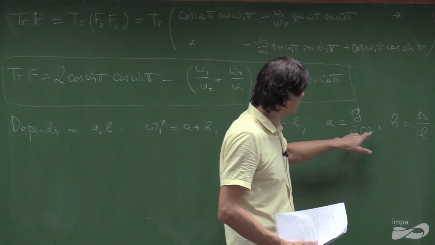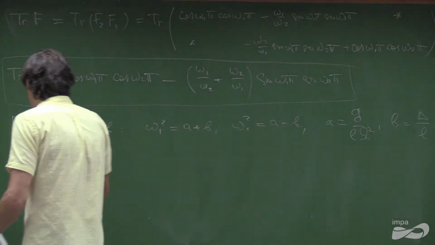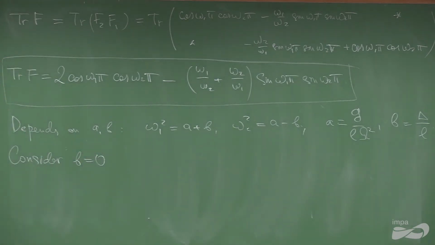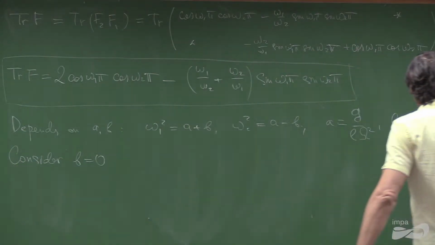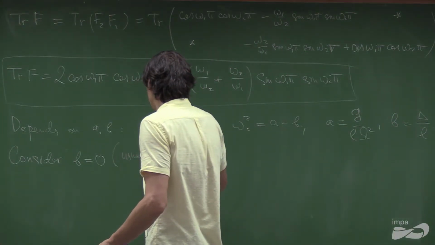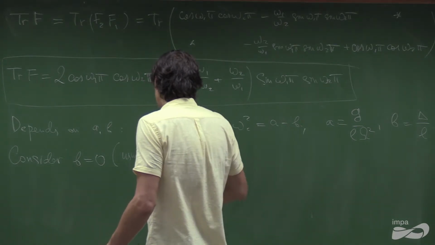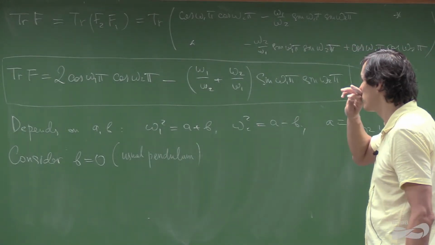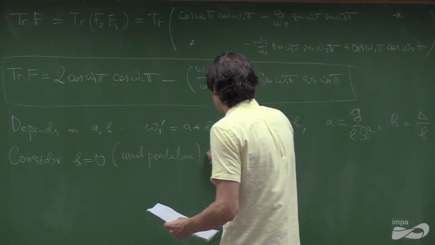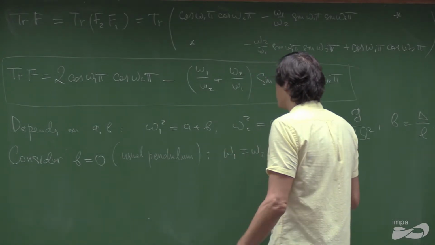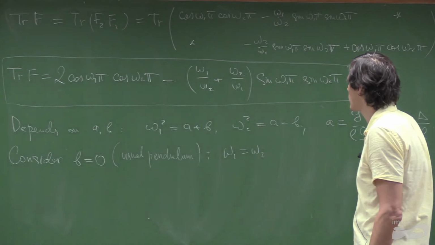So the simplest case is to consider B equals 0. B equals 0 means that the support doesn't move. So delta is 0, so the support doesn't move. So we are back to the usual pendulum with fixed support. Then we can get stability, right? So we expect this to have stability. And then let's check that in that case everything is okay. So in that case, omega 1 equals omega 2, right? And equal to A.